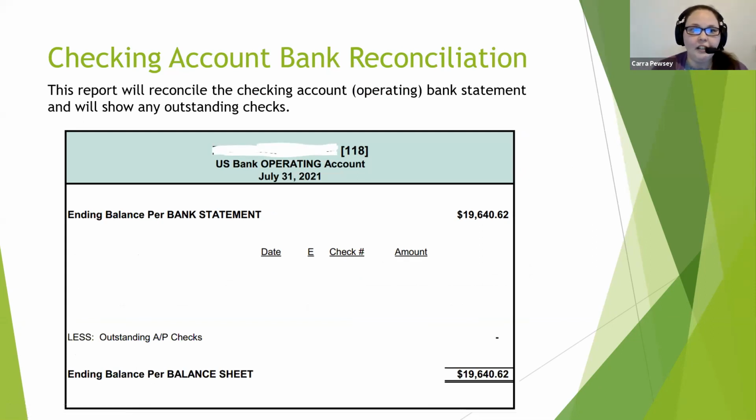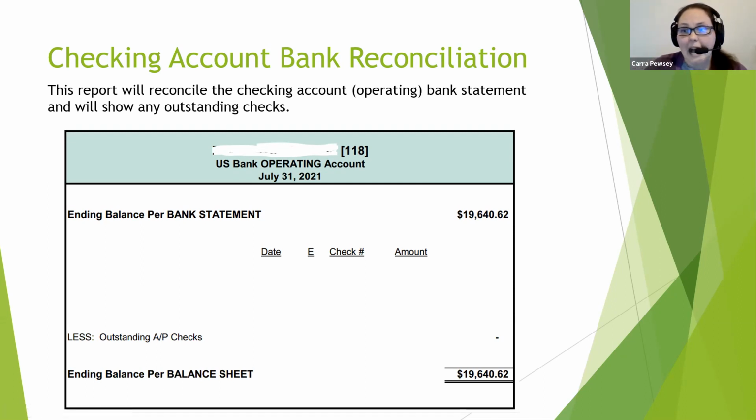This is the checking account bank reconciliation. So this would show you if there are any outstanding checks. While it says operating account, your checking account is your operating account, but your checking account is also used to pay reserve expenses. So any outstanding checks would be listed here. I always like to keep an eye on it to see if there are any, because then it makes you a little bit concerned that an invoice isn't being paid timely. So I do like to keep an eye on that.